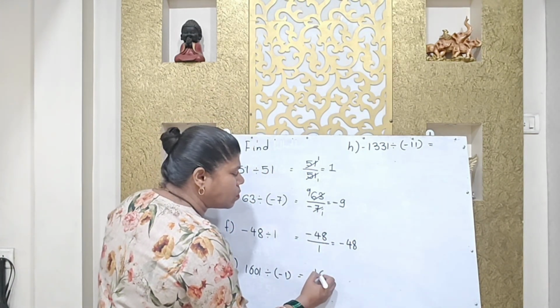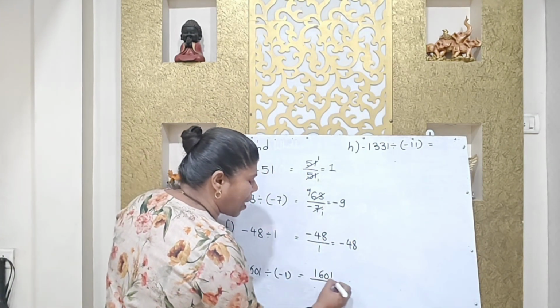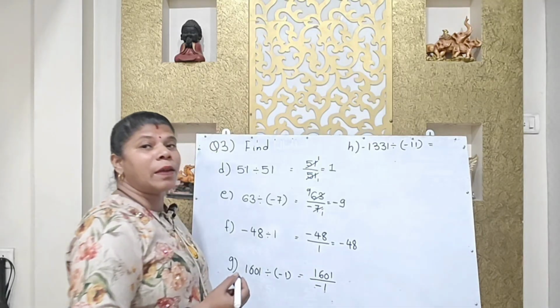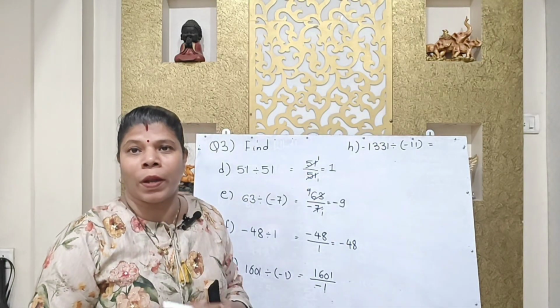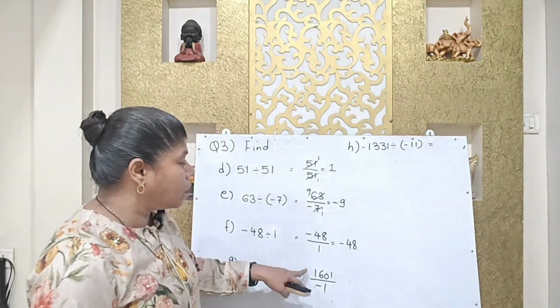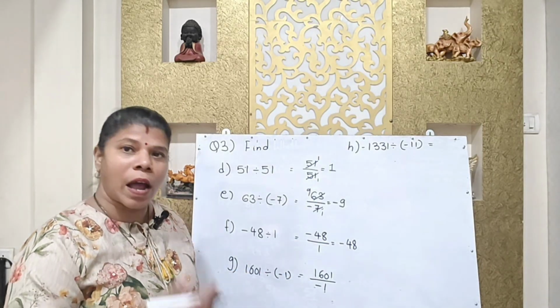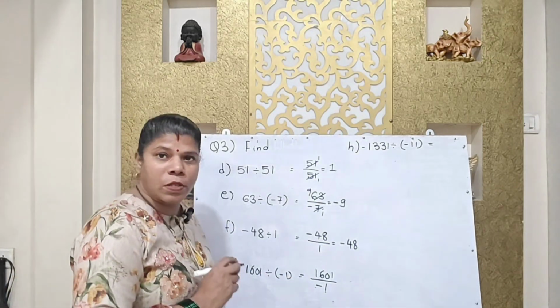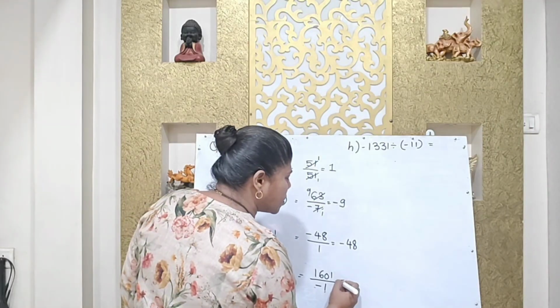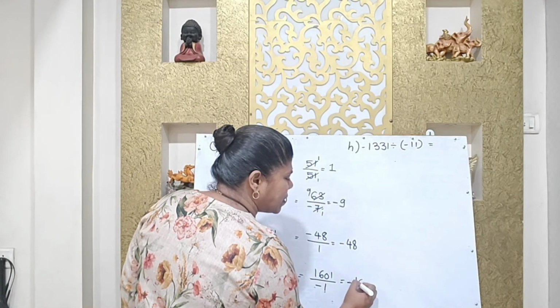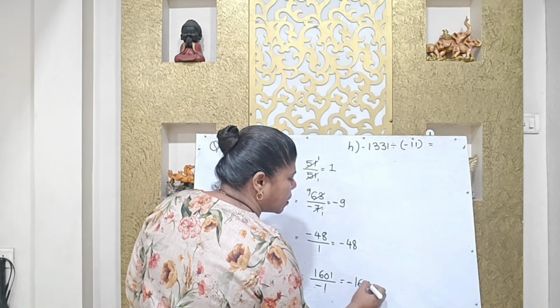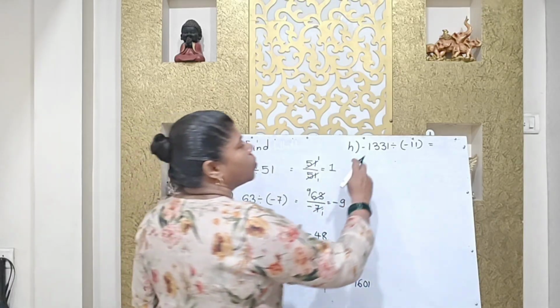Now, 1601 divided by minus 1. This time we are dividing by minus 1, negative 1. Now when the dividend is positive and the divisor is negative, our answer will be negative, because positive divided by negative is always negative. So minus, and the number will be the same, 1601.